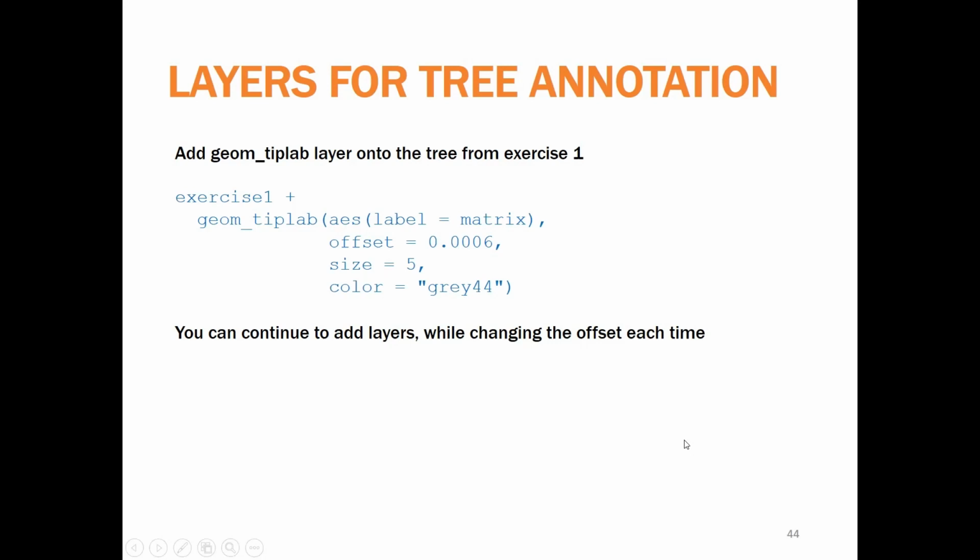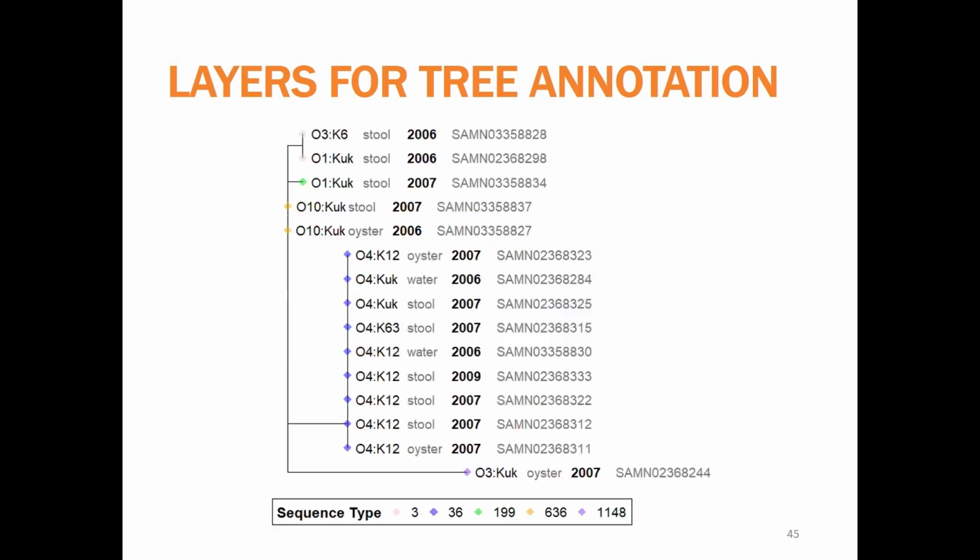And you can keep continuing to add layers this way while changing the offset each time, which can get a little tedious, but I continued to do that about 3 times. And so I got something that looks like this. We've got the original tree. I added the sample matrix. I added the year. I added the biosample number. And obviously this might not always be as practical for visualizing a tree, but for demonstration purposes, it kind of shows what we need to show.